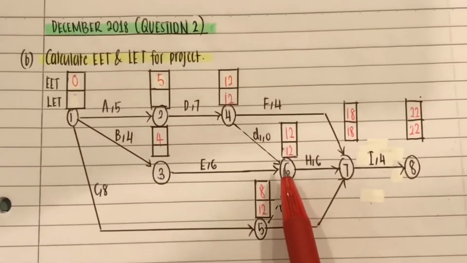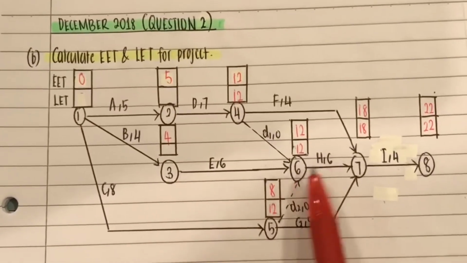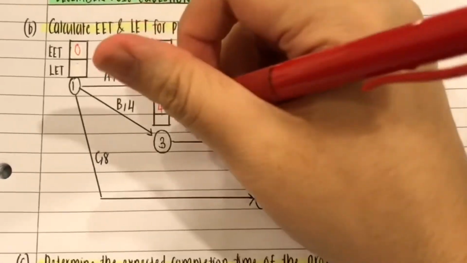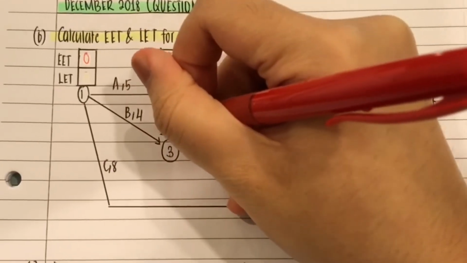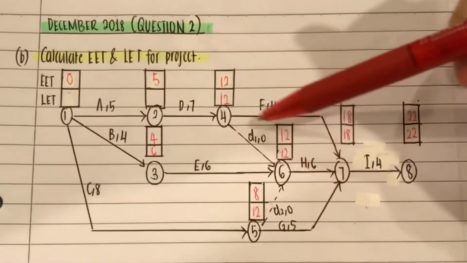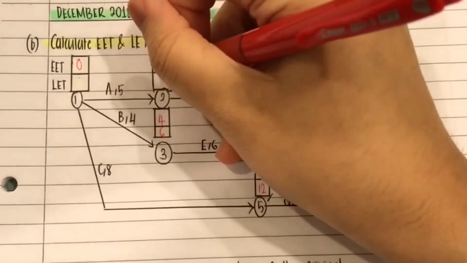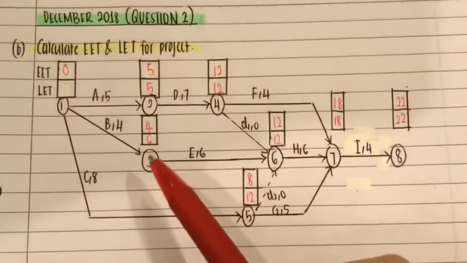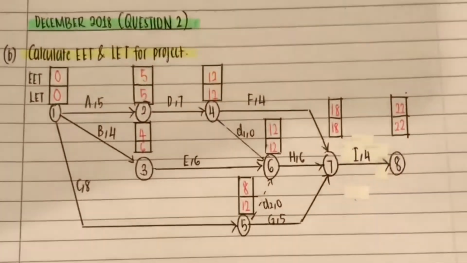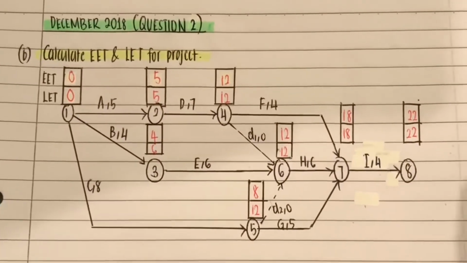Now, from here to here, you will take 12 minus 6 because that is the only option. So 6. Now 12 minus 7 will be 5, again because it is the only option. And 5 minus 5 will be 0. So this is the whole complete PERT diagram in weeks.